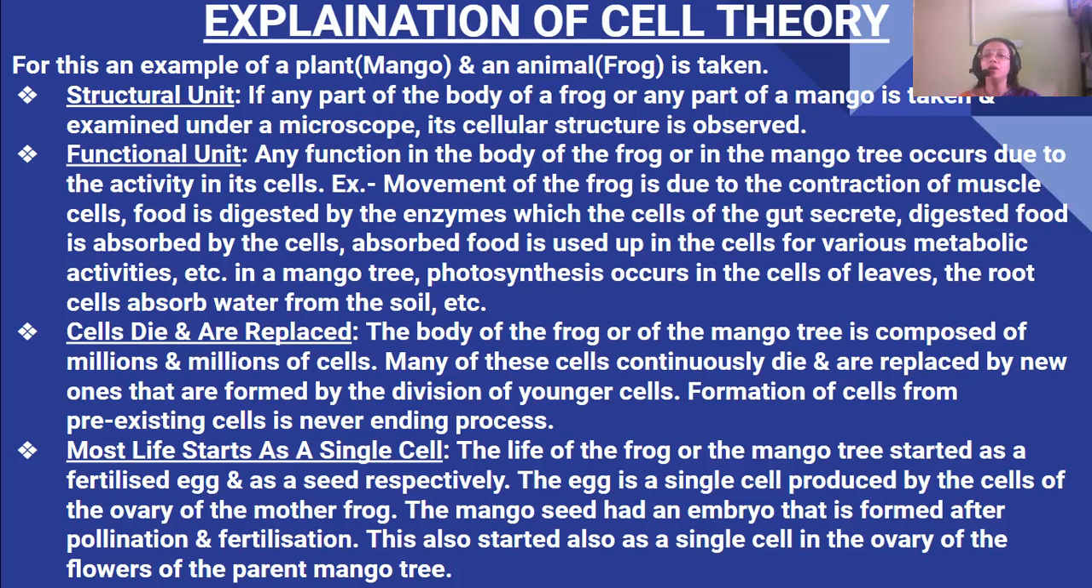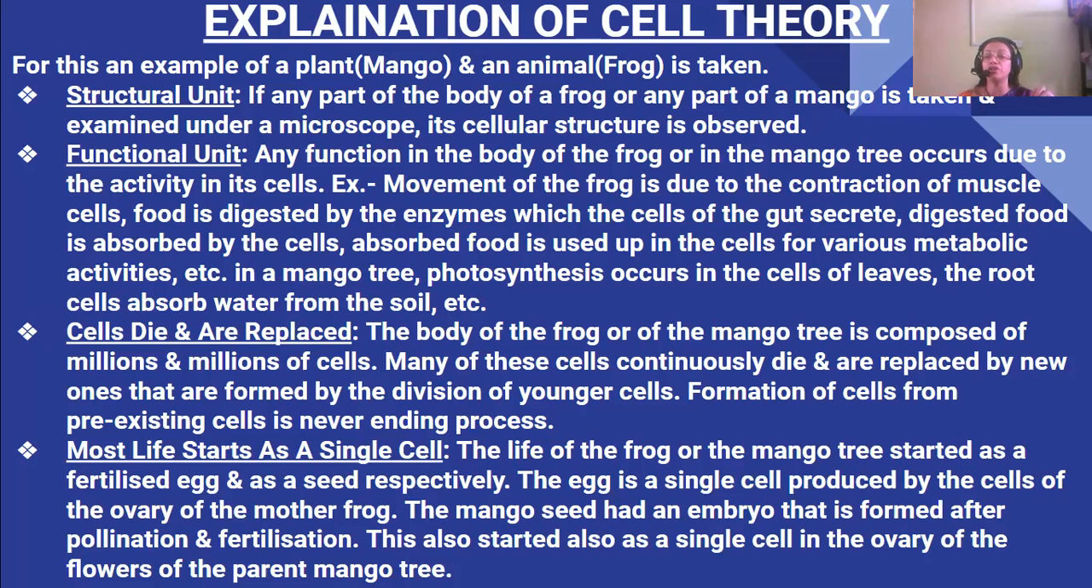Now, for example, movement of the frog is done due to the contraction of the muscle cells. All the cells are contracting, and that's why the frog is moving. Contraction and relaxation are taking place. Then food is digested by the enzymes which the cells of the gut secrete. Then digested food is absorbed by the cells. Absorbed food is used up in the cells for various metabolic activities. All these are performed due to the activities of the cell.